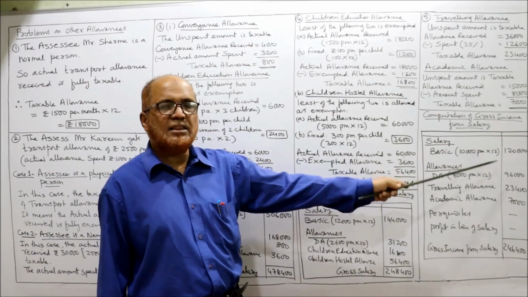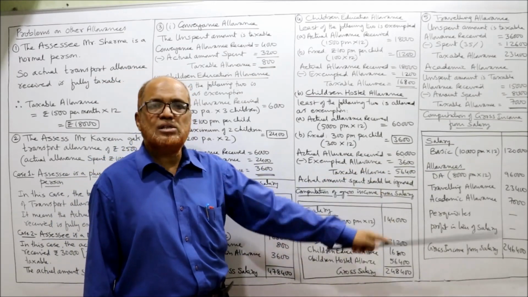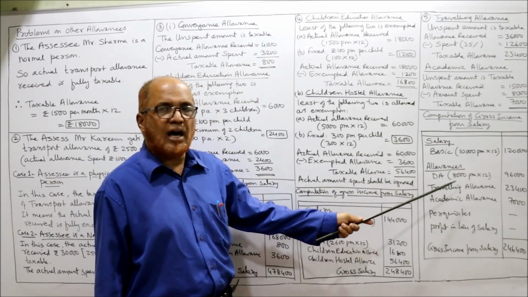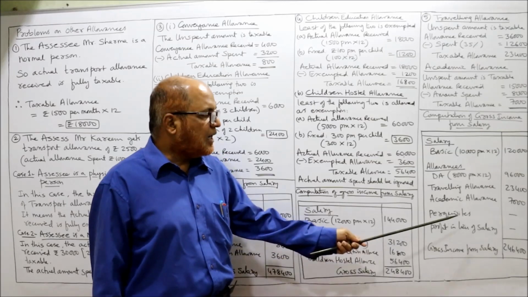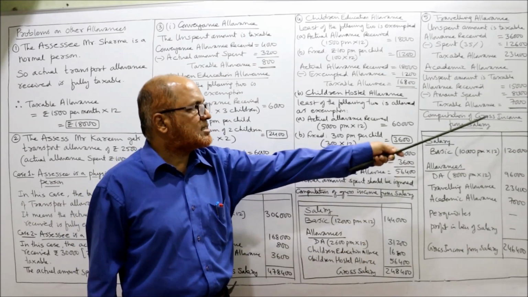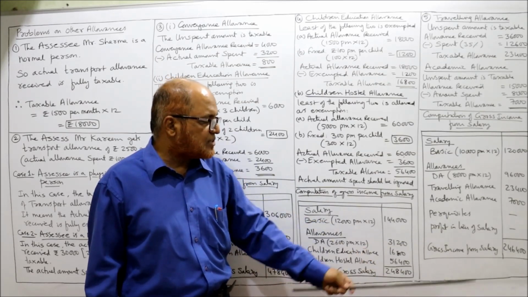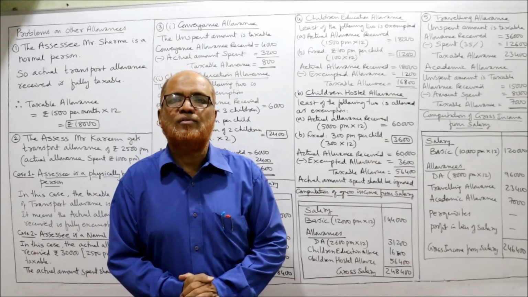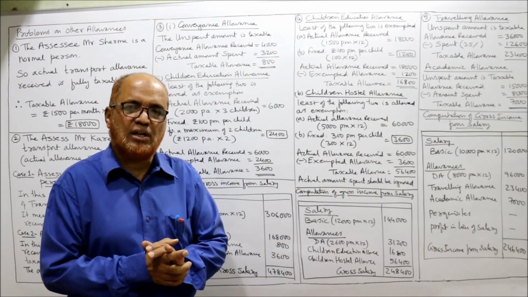Salary basic pay 10,000 into 12, 1,20,000. Allowances DA 8,000 into 12, fully taxable 96,000. Traveling allowance unspent amount is taxable 23,400. Academic allowance unspent amount is taxable 7,000. No perquisite, no profit in lieu of salary. Gross income from salary is 2,46,400. That is the gross income from salary.